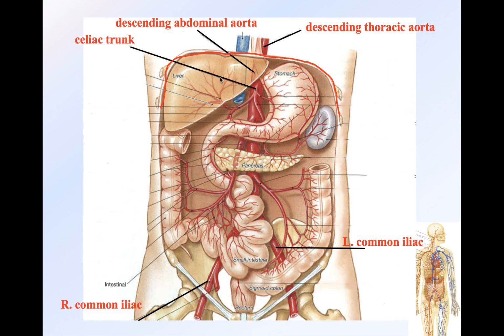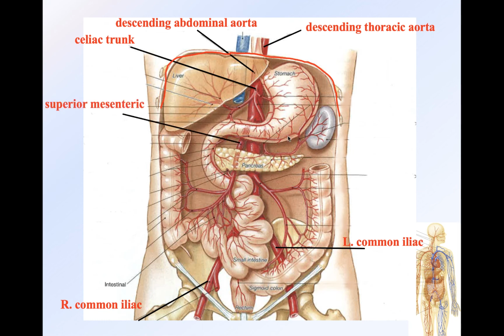Again, here's the celiac trunk. And you can see, oh, look at that. It's sending a branch to the stomach, and it's sending a branch that supplies the liver. It also supplies a little bit of the small intestine, but not much. Here's one that goes over and sends a branch over to the spleen.